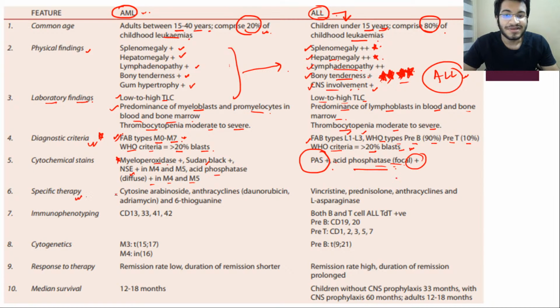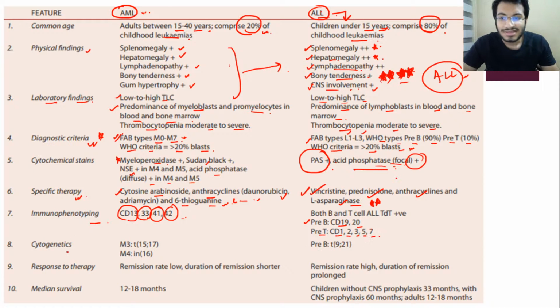Then specific therapy: cytosine arabinoside, anthracyclines and 6-thioguanine. And here, L-asparaginase is also used, along with vincristine, prednisolone and anthracyclines, right? So these are the therapies. Then immunophenotyping: CD13, 33, 41, 42. But here in pre-B cell, the CD markers will be CD19 and 20. In pre-T, CD1, 2, 3, 5 and 7.